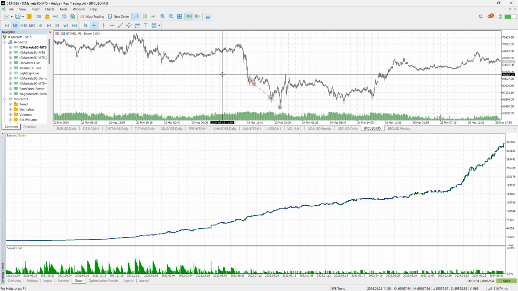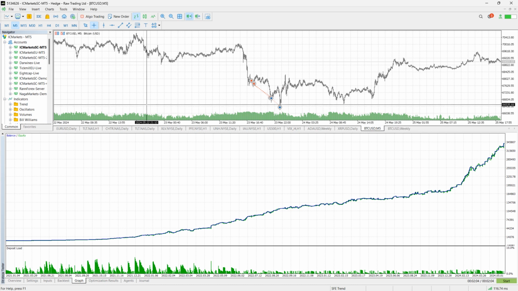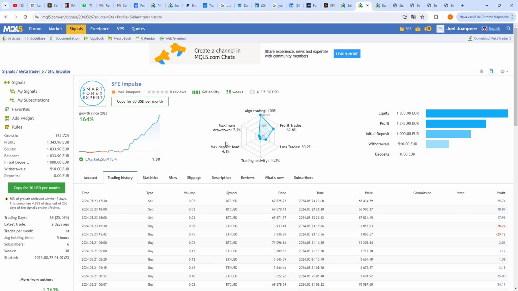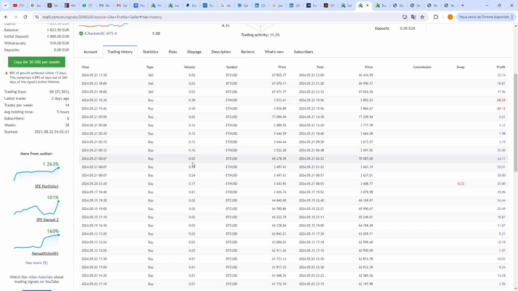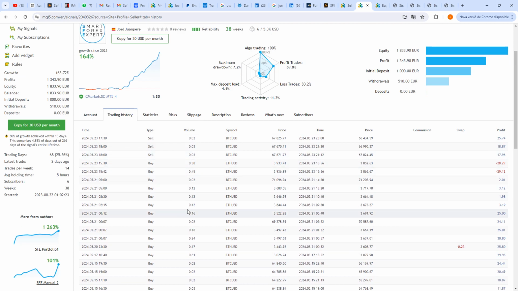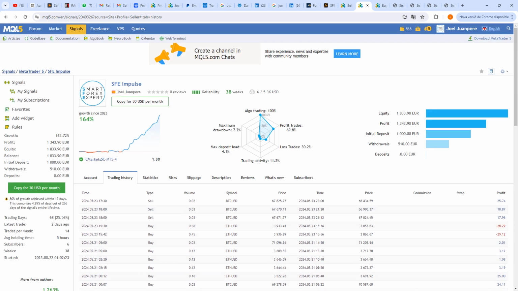This doesn't use any kind of grid or martingale approach. Some people have this doubt because they see different sizes in the trades, but the different size is very easy to explain.